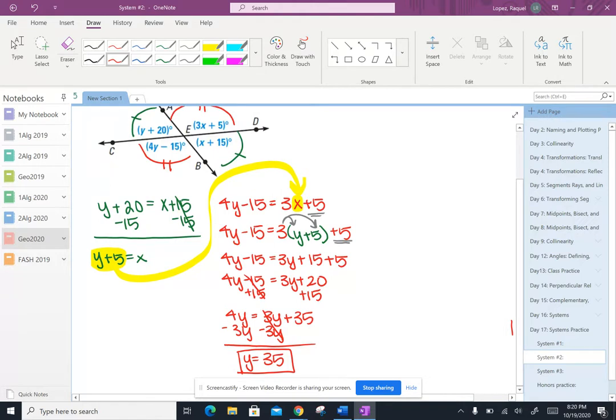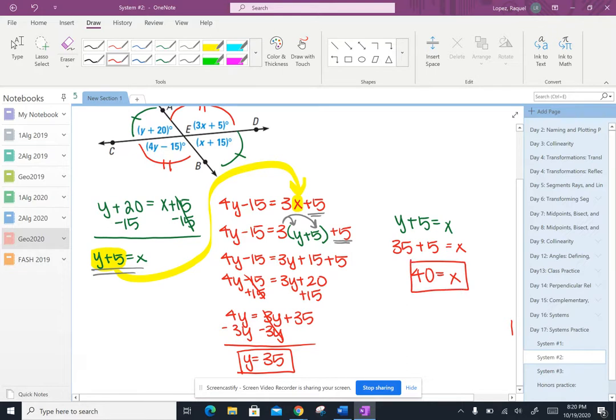So now that I've solved for y, I'm going to plug that value into this equation right here, because this way I don't have to do too much work to find x. So I've got y plus 5 equals x, and I'm just going to replace the y with the 35 that I figured out was that value. So I've got 35 plus 5 equals x. 35 plus 5 is 40, so x equals 40.